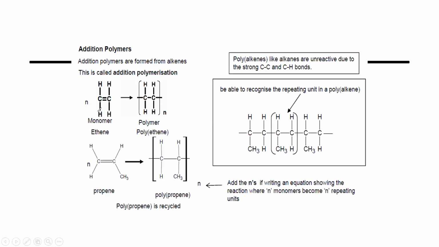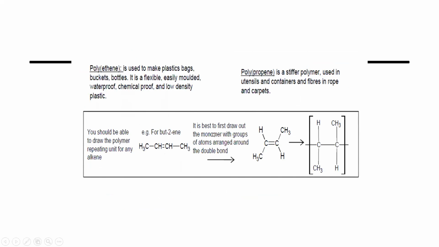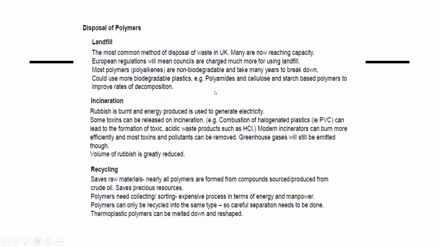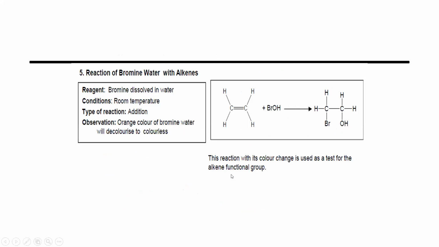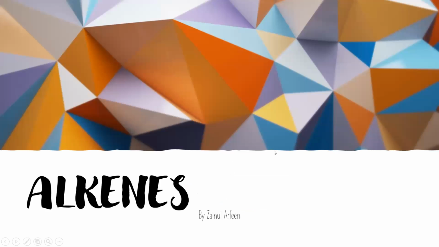Then formation of addition polymer. What happens? Polymerization: when small molecules form a long chain compound, we call that a polymer. We break the double bond and link them together, resulting in the formation of a long chain compound. The problems are there in disposing of these polymers: landfill, incineration or recycling. These are the ways by which these polymers can be disposed of. So this was the topic alkene. So we are done with alkene.